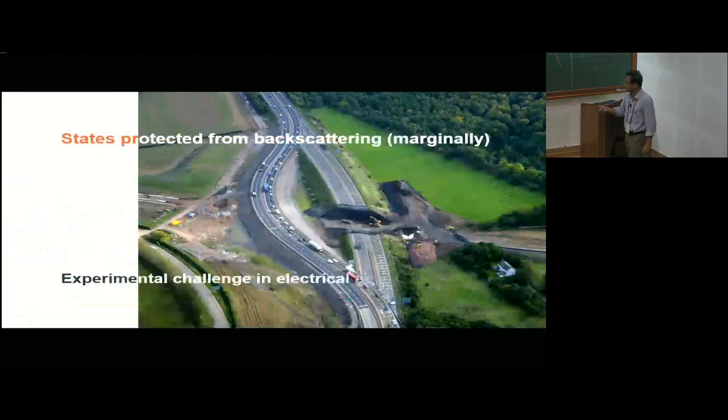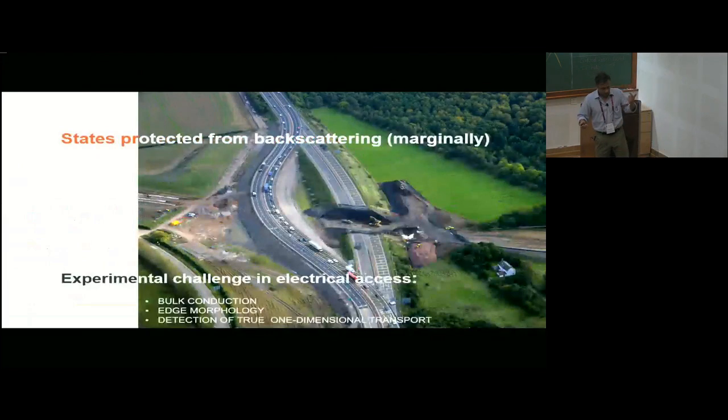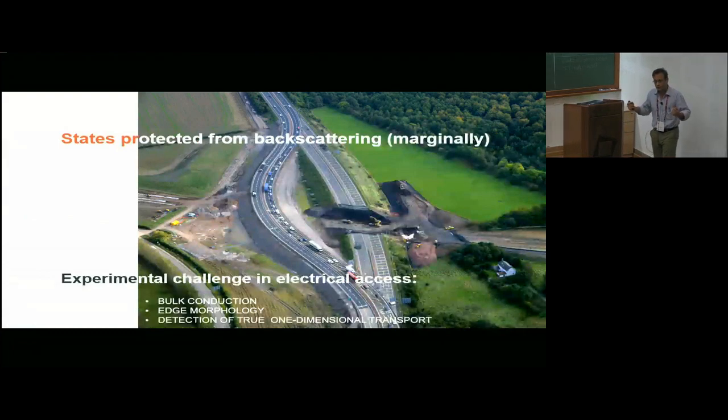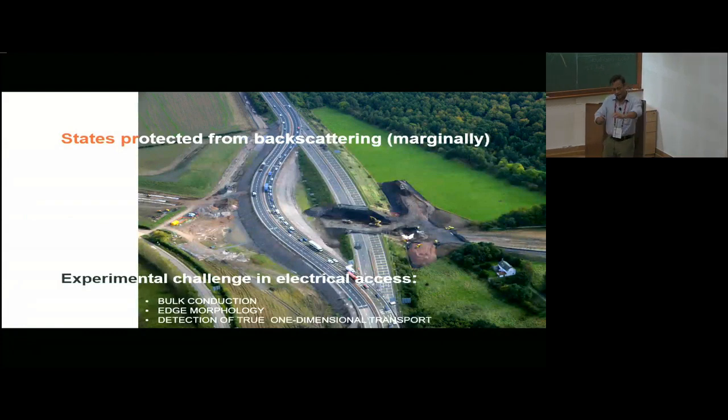So this is the experimental challenge. One is the edge is almost always not perfect. And the second is, in the case of single layer graphene, for example, you have the edge conduction and bulk conduction happening parallelly, so it's very difficult to separate out one from the other. And finally, of course, how will you detect the exact one-dimensional nature of transport? Okay, so these three are usual experimental challenges.